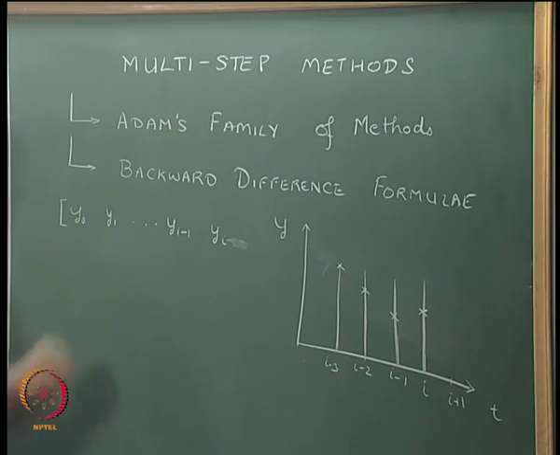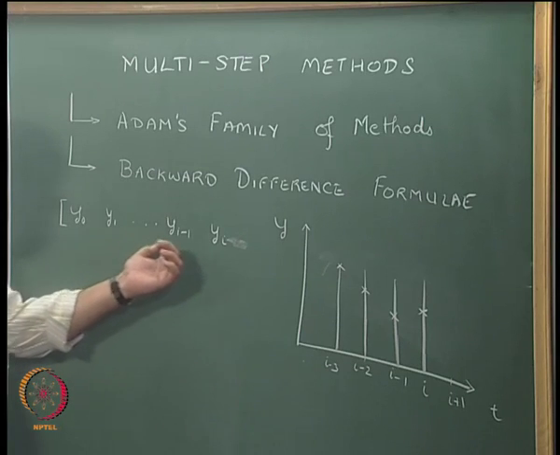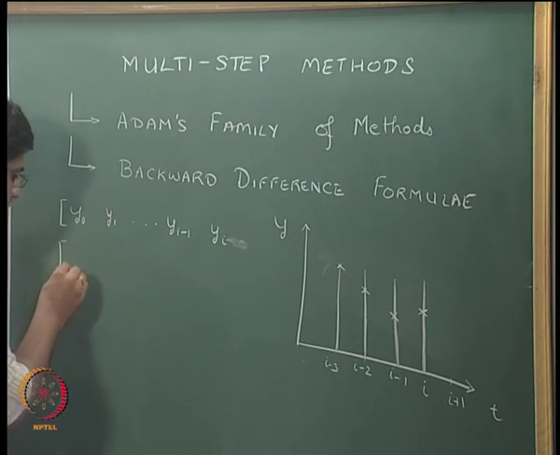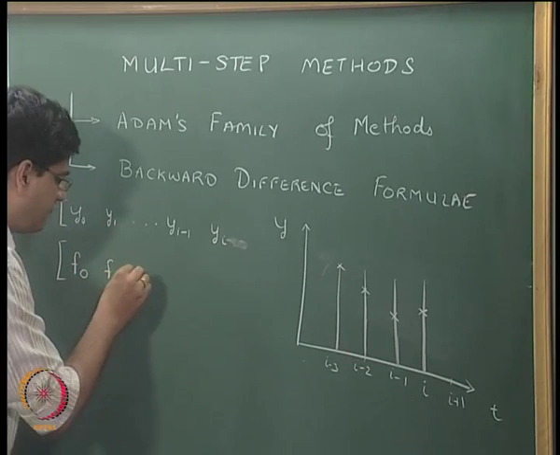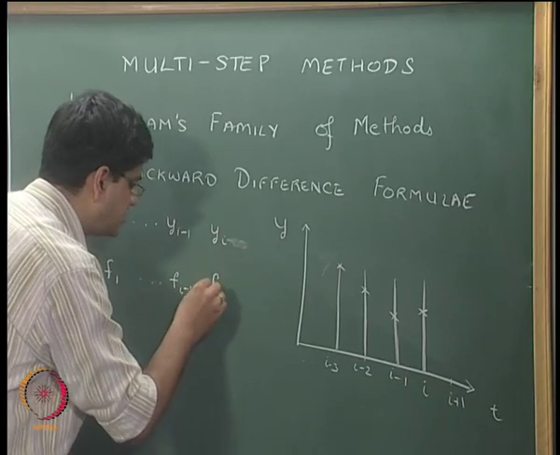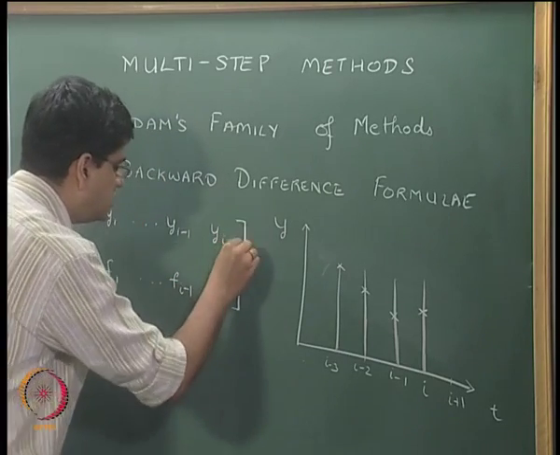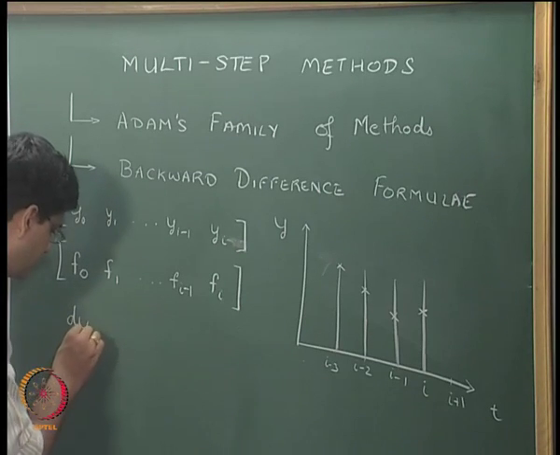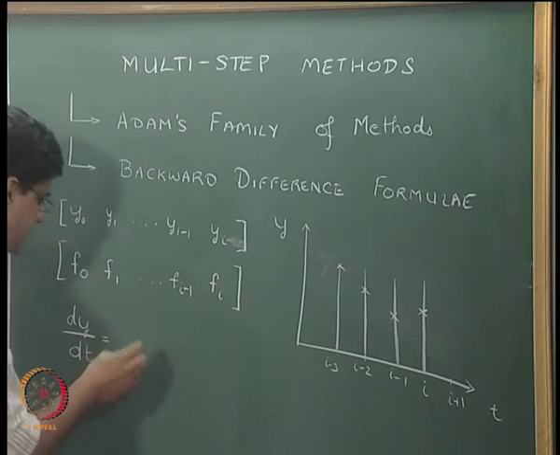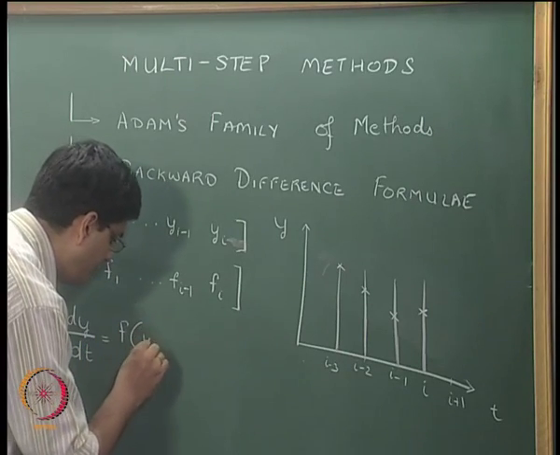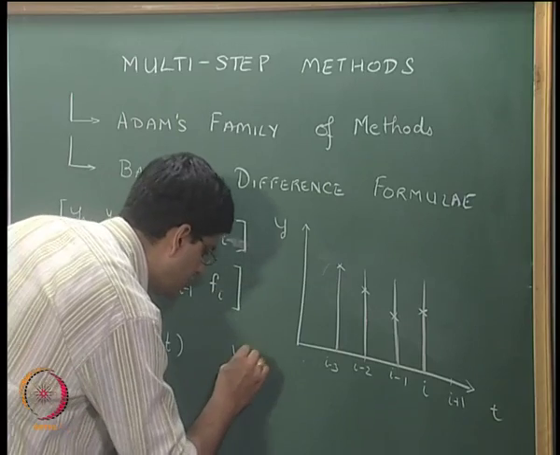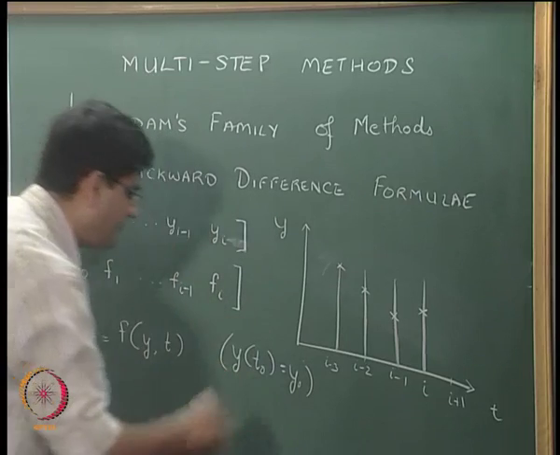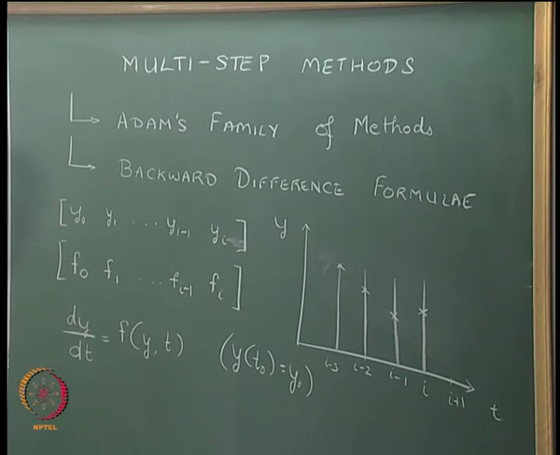Okay. So, this is one set of information available to us. We also know T0, T1, T2 up to Ti. Using this information, what is also available to us is F0, F1, Fi minus 1 and Fi. Both this information are available to us. Recall that the equation that we are trying to solve is dy by dt is equal to f of y comma t given y at t0 equal to y0.